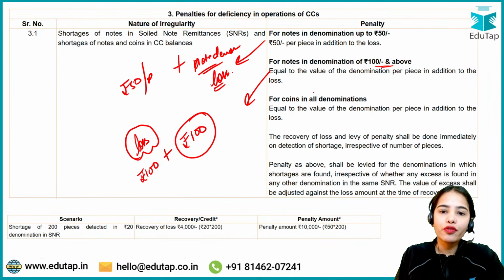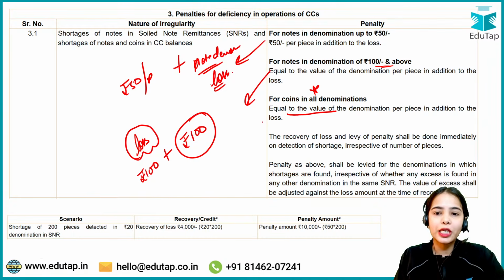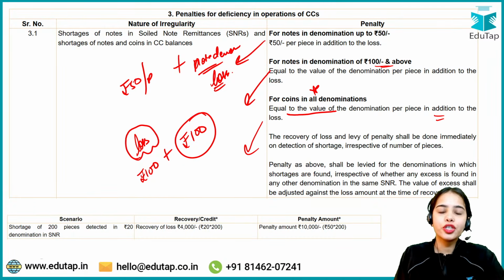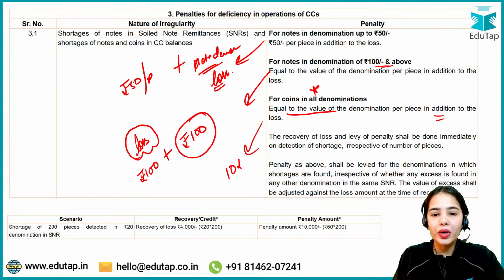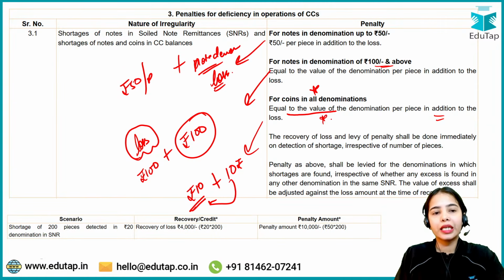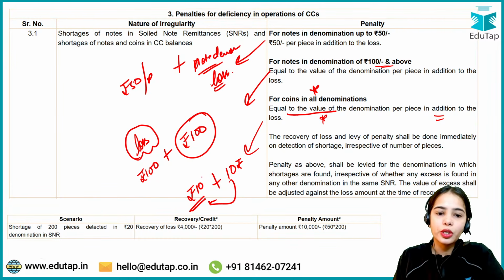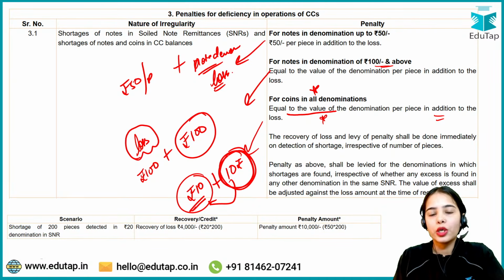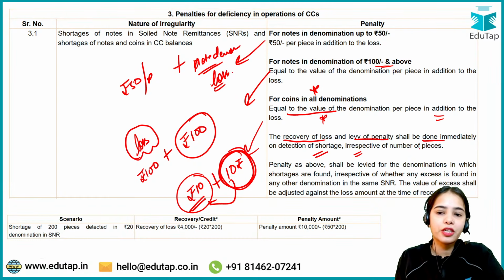Now for coins in all denominations, the penalty is equal to the value of the denomination per piece in addition to the loss. So let's say a 10 rupee coin is missing, then an equal amount of penalty will also be applied, same as the denomination. So for coins, if they are in shortage in the currency chest balance, the penalty will be equal to the denomination, as well as the loss has to be recovered from the bank. The recovery of loss and levy of penalty shall be done immediately on detection of shortage, irrespective of the number of pieces. Now here, penalty as above.